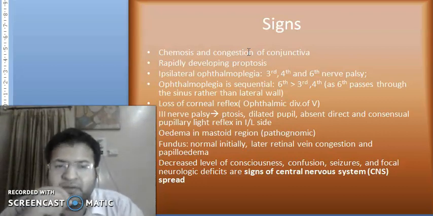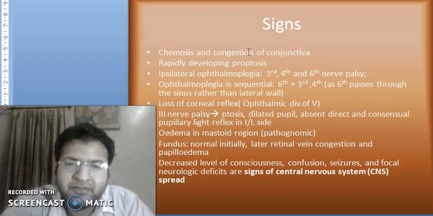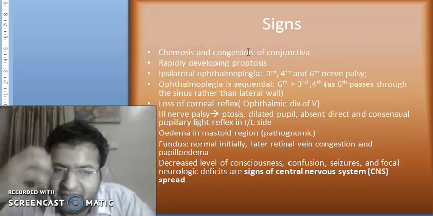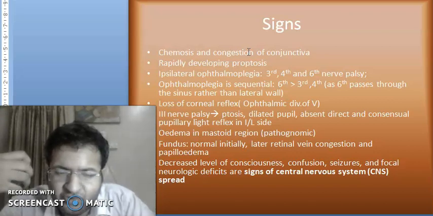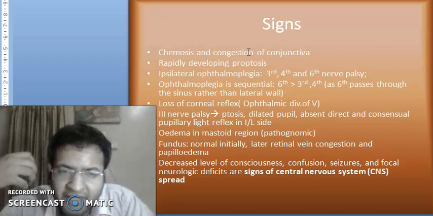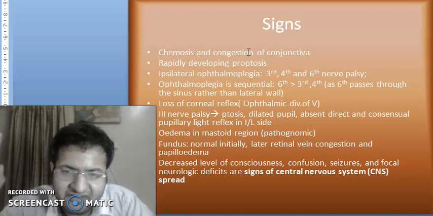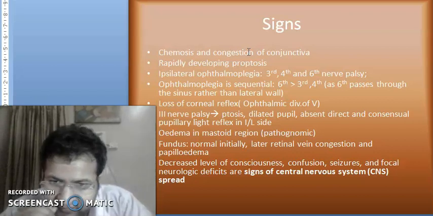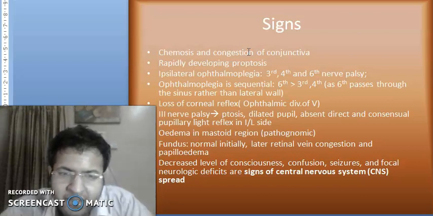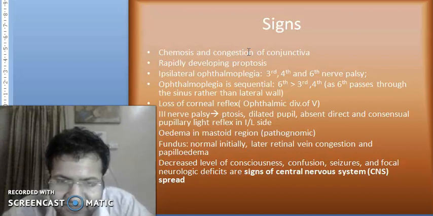What are the signs seen in cavernous sinus thrombosis? There will be chemosis and congestion of the conjunctiva. There is rapidly developing proptosis. There will be ipsilateral ophthalmoplegia, that is, third, fourth and sixth nerve palsy. The ophthalmoplegia will be sequential: the sixth is involved first, after that the third and the fourth. There will be loss of corneal reflex because of involvement of the ophthalmic division of the trigeminal nerve. The third nerve palsy leads to ptosis, dilated pupils, and absent direct and consensual pupillary light reflexes on the ipsilateral side.